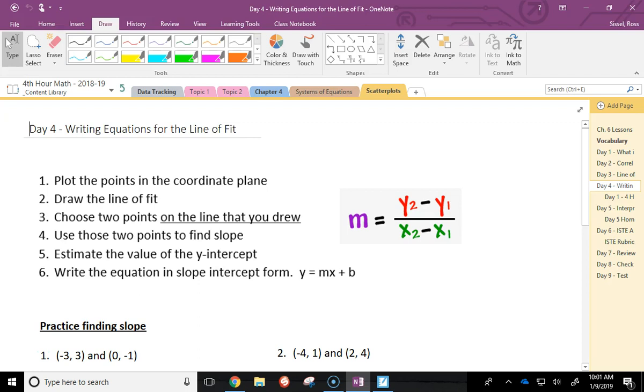What we have done so far: the first thing we did on day 1 was we were given data. We were comparing 2 sets of data. We created a scale and we plotted them to make a scatter plot.